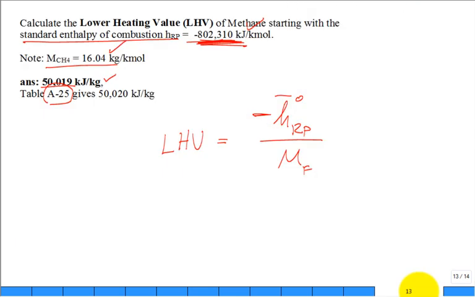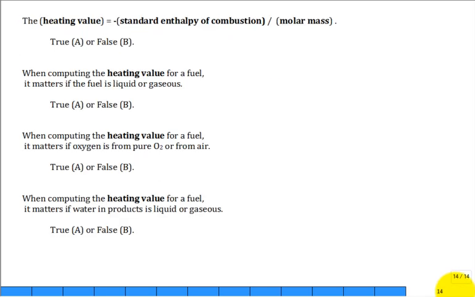But this is incredible that these calculations give that good of agreement. Let's continue. Okay, the heating value is the negative of the standard enthalpy of combustion divided by the molar mass of the fuel. Yeah, that's the equation. Sure is.